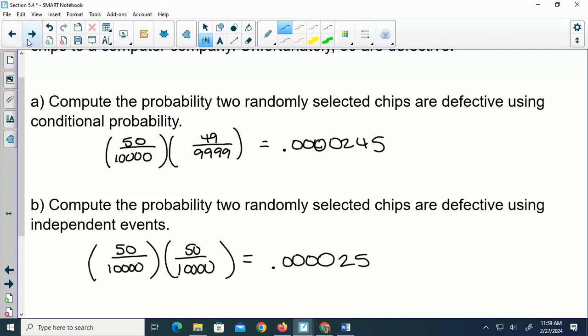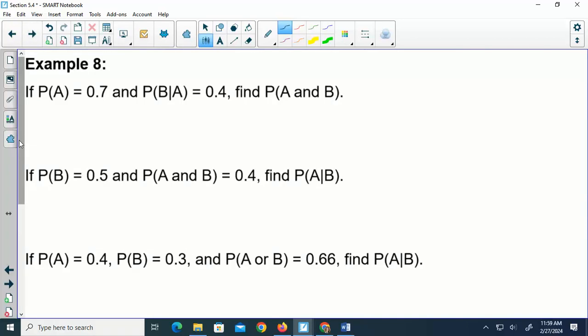All right. Last problem of the day. These types of problems all come back to just using formulas. There's really no reasoning involved here. So the probability of A is 0.7, probability of B given A is 0.4. Find the probability of A and B.